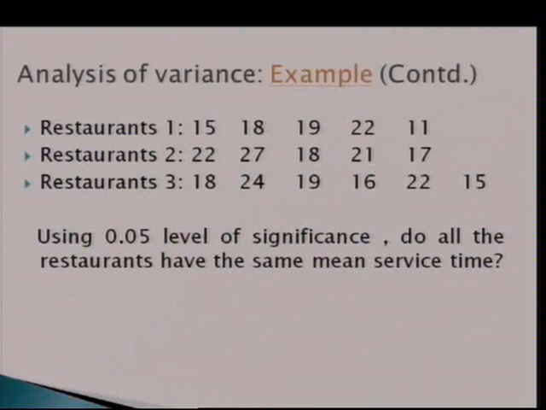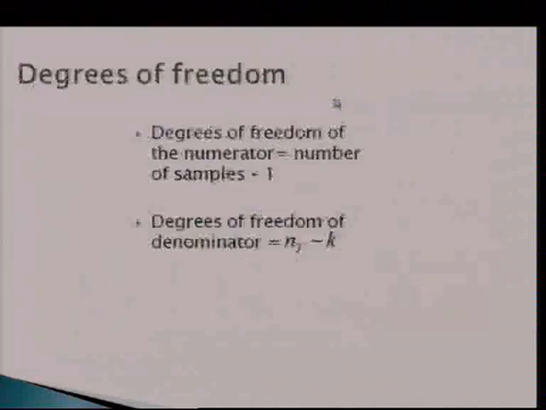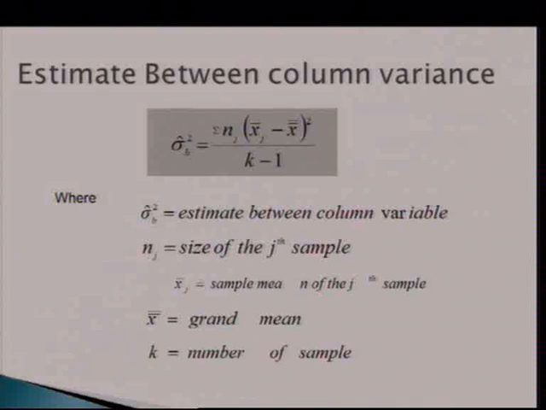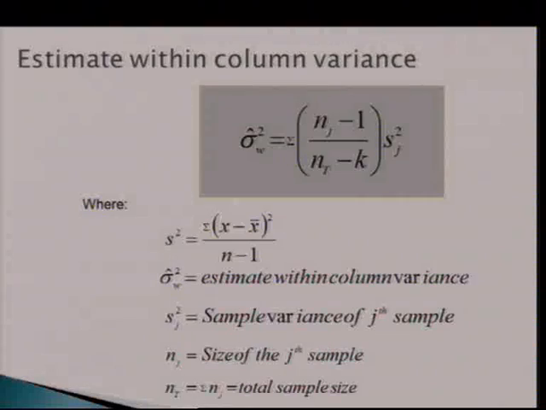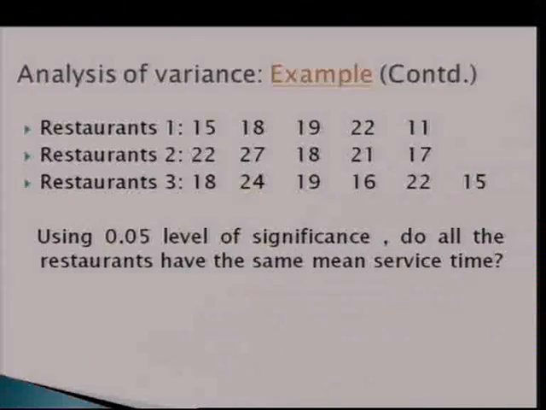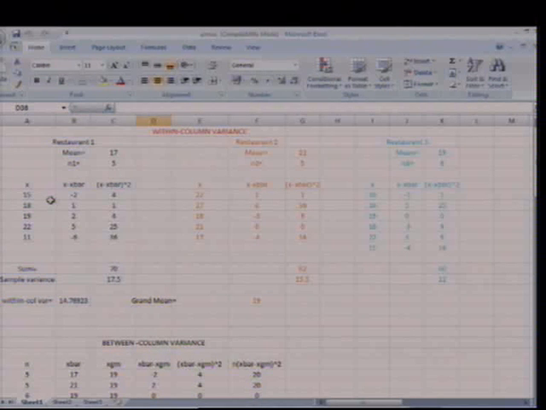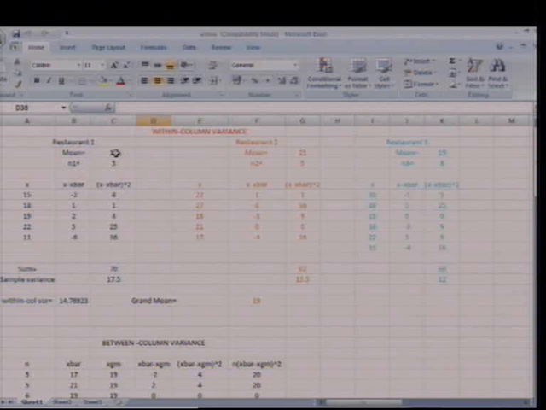Okay. So now with the example, we have the working formula for the within column variance and between column variance. Now this has been calculated like this. You can look at this one. The first one is the within column variance, which we have calculated. For the first sample, x is 15, 18, 19, 22, 11. The mean has been calculated as 17. The number of observations here is 5.